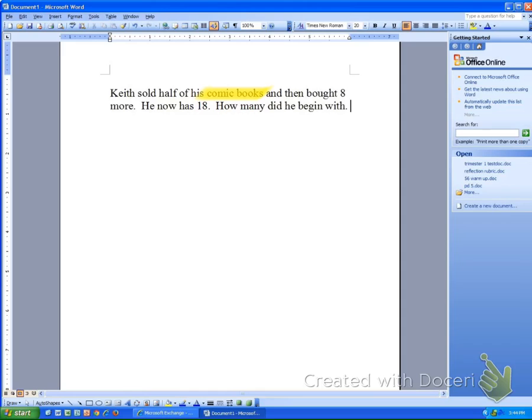So it says that he had a comic book collection, and I say that the number was 20. He sold half of them, so now he only has 10. And then he bought 8, and he now has 18. And that works because 10 plus 8 is 18 if he started with 20 before he sold half.